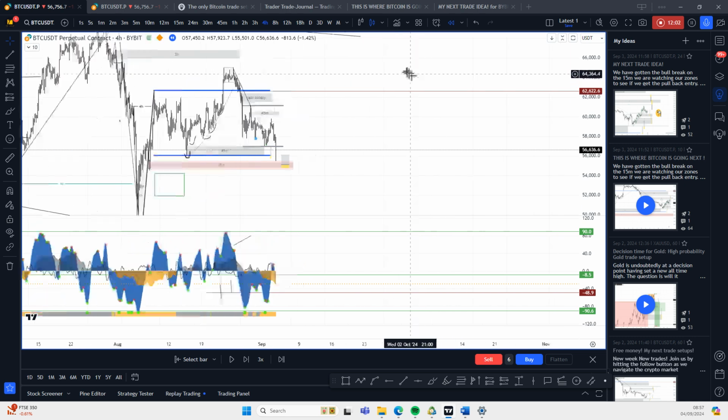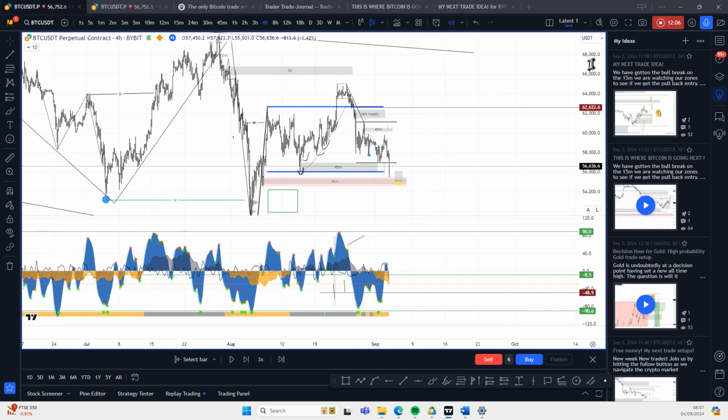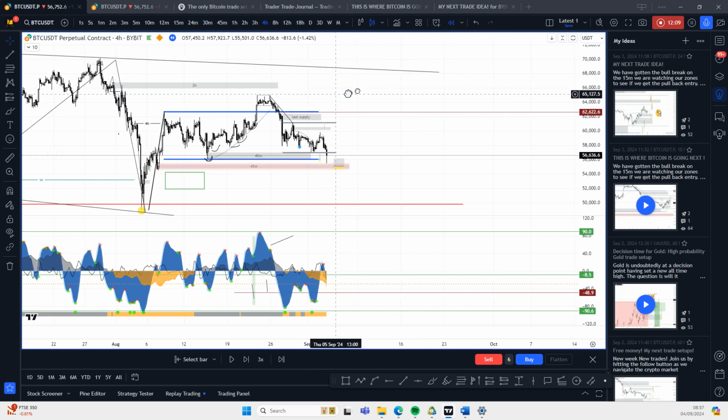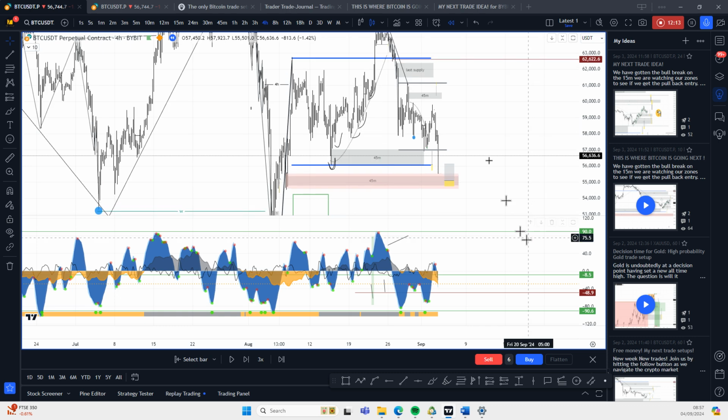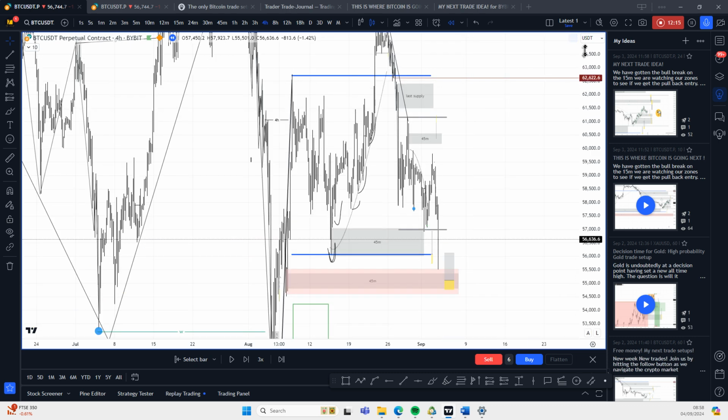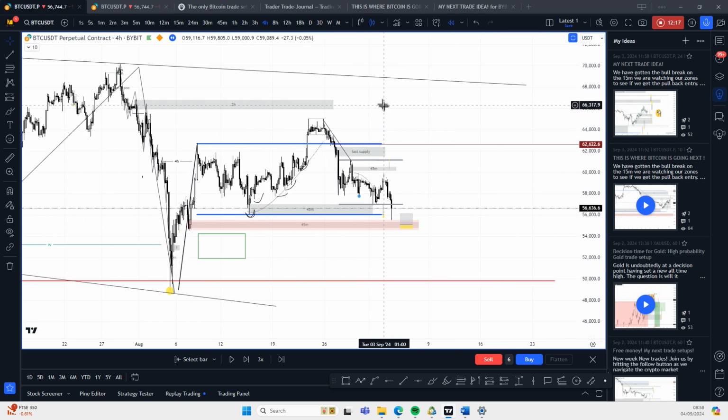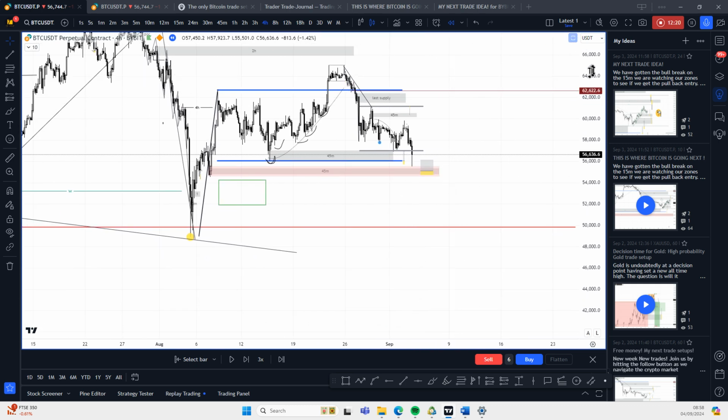Now, as far as my next trades, let's look at what the bulls are thinking, and let's look at what the bears are thinking, right? And I'm planning for longs and shorts. So let's start off with the bears. If I'm a bear right now, and I'm looking to smash this price down, what am I looking out for?